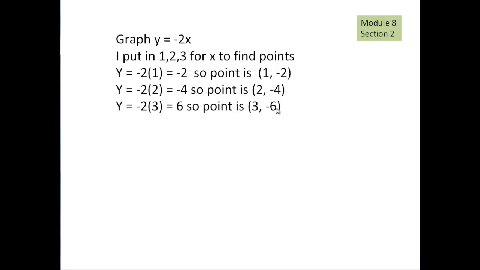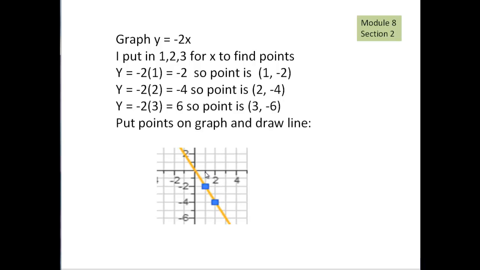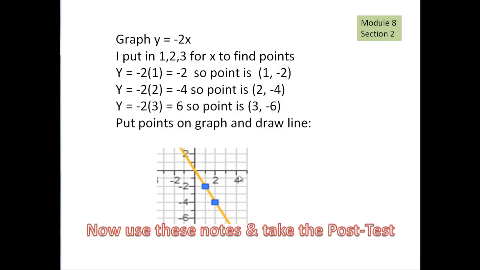That's the next thing you need to do. Then put a dot at 1, negative 2, and I'd click right here. Then just move your cursor to the next one, 2, negative 4, click it, then it'll draw the line for you, and you're there. Okay, take this information and take the section 2 test.